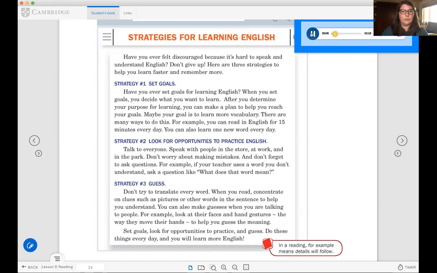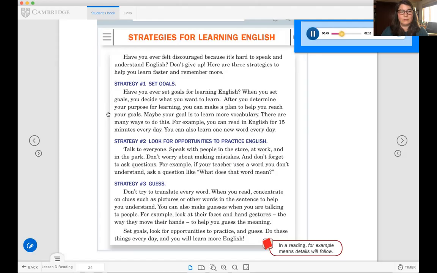Strategies for learning English. Have you ever felt discouraged because it's hard to speak and understand English? Don't give up. Here are 3 strategies to help you learn faster and remember more. Strategy number 1, set goals. Have you ever set goals for learning English? When you set goals, you decide what you want to learn. After you determine your purpose for learning, you can make a plan to help you reach your goals.